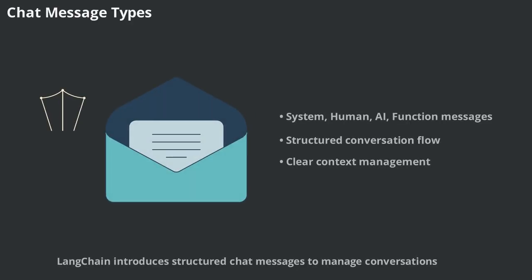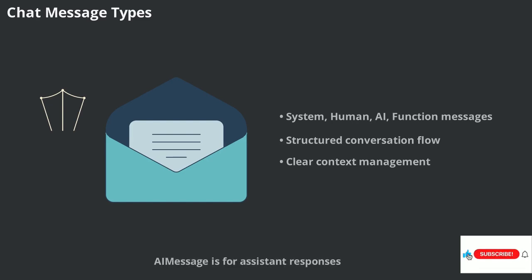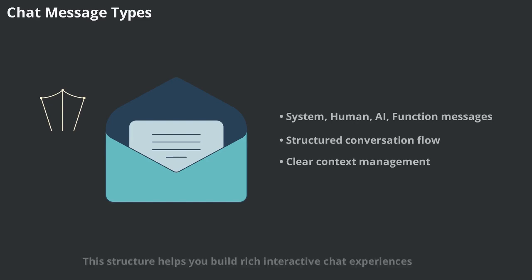LangChain introduces structured chat messages to manage conversations. There are several types: SystemMessage sets the behavior and context. HumanMessage represents user input. AIMessage is for assistant responses, and FunctionMessage handles tool or function results. This structure helps you build rich, interactive chat experiences, where each message type has a clear role in the conversation flow. By organizing messages this way, you can easily manage context and maintain clarity in your AI-driven chats.